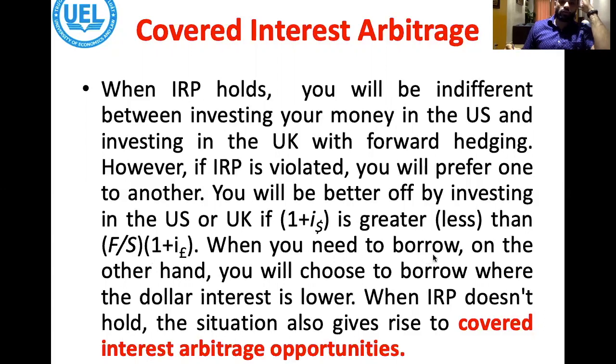When you need to borrow, on the other hand, you will choose to borrow where the dollar interest is lower. The lower the dollar interest, the more you prefer to borrow there, and then you will round trip that money. When IRP doesn't hold, the situation also gives rise to a covered interest arbitrage opportunity. The same thing: if IRP does not hold, it is called covered interest arbitrage. If there is no arbitrage opportunity, it is called IRP. So IRP is exactly the opposite of covered interest arbitrage.